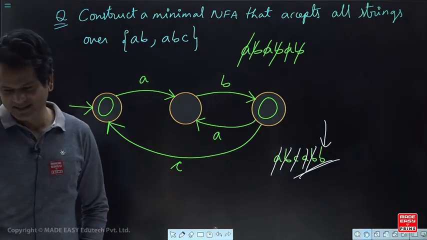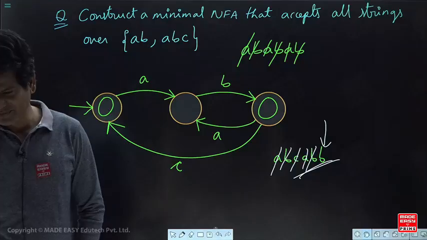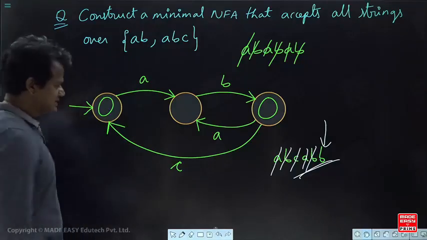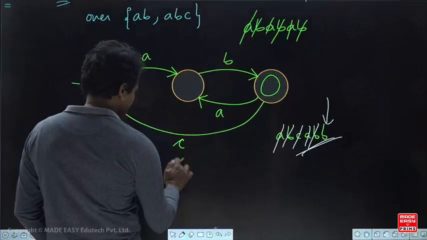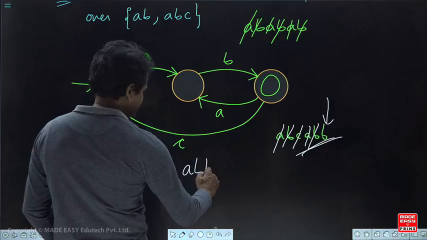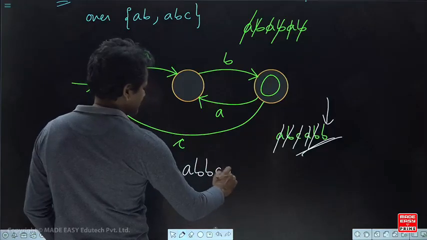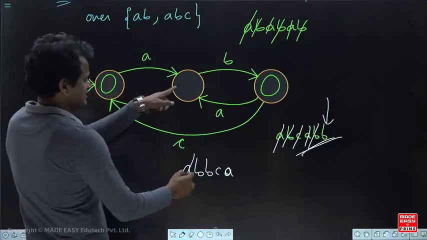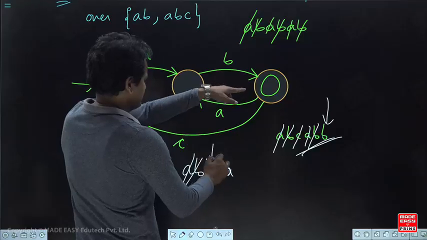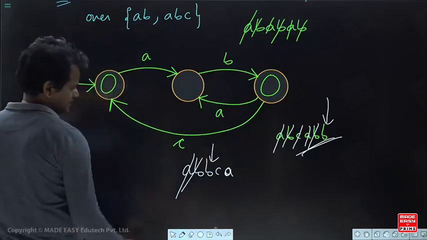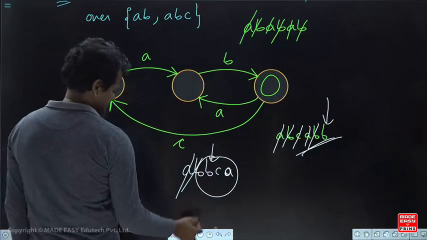ABBCA is invalid. So you don't accept ABBCA. You can see ABBCA. It is invalid. A, it comes here. B, it comes here. B, we have not defined, so it stops, and the string is not done. So not accepted.